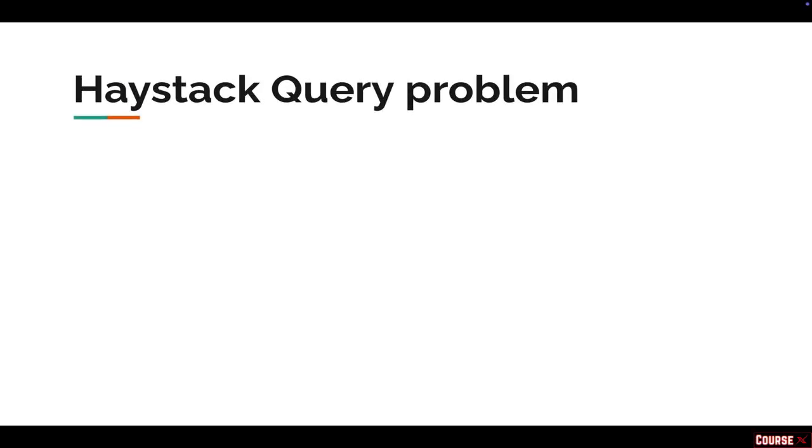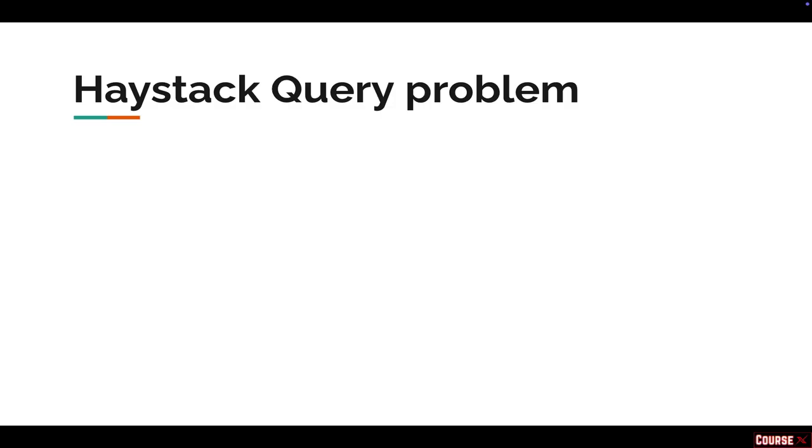Welcome everyone. In this lecture we'll understand a problem that is known as the haystack query problem. So haystack query is basically finding a needle in a haystack. So if we have, let's say, 100 or 200 GBs of data and you want to find only 5 or 10 records out of it based on certain filter values, it is like finding a needle in a haystack, right?